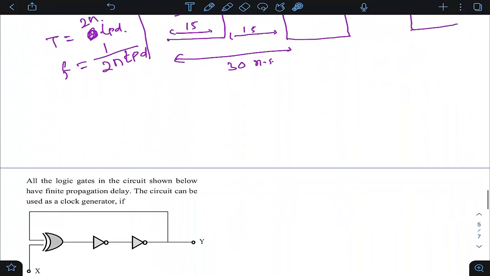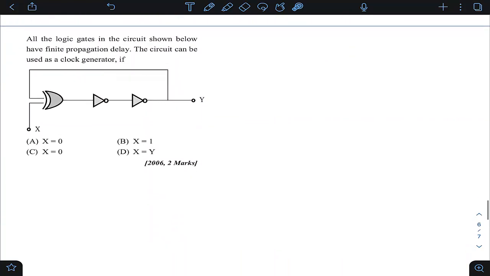So students, here the question is: all the logic gates in the circuit shown below have finite propagation delay. The circuit can be used as a clock generator if x equals 0 or x equals 1, and here x equals y. Under what case will this work like a clock generator, that means a square wave generator? So what is the answer, students?